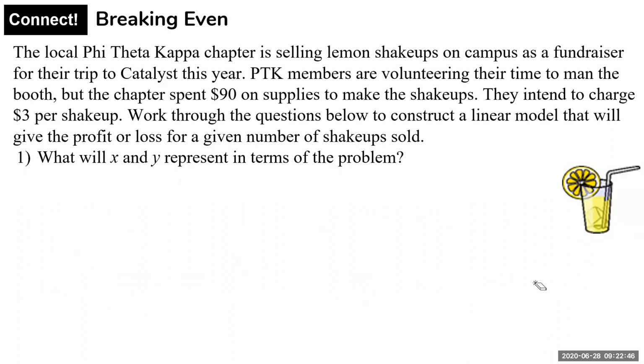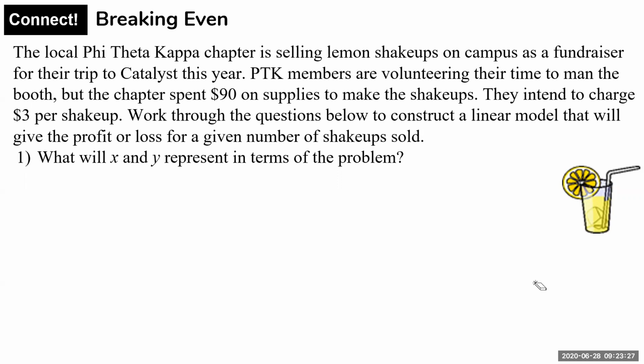Now, the local Phi Theta Kappa chapter is selling a lemon shake-up on campus as a fundraiser for their trip to Catalyst this year. PTK members are volunteering their time to man the booth, but the chapter spent $90 on supplies to make the shake-ups. They intend to charge $3 per shake-up. Work through the questions below to construct a linear model that will give the profit or loss for a given number of shake-ups sold.